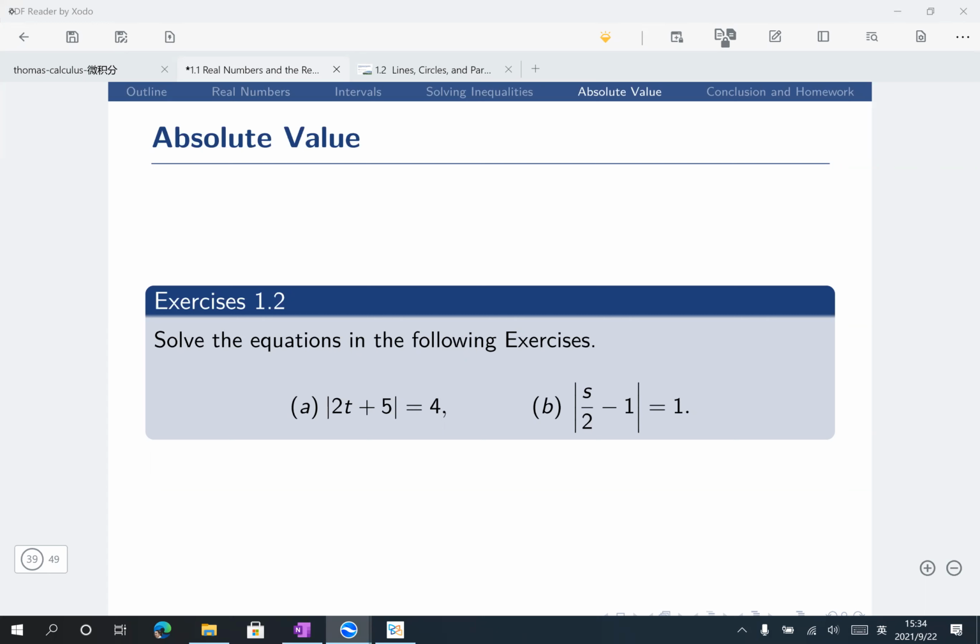First answer is t equals minus 1/2 and minus 9/2. Which one? 2t plus 5 equals 4, the absolute value of 2t plus 5. Can we see? You can take photos of your answer.